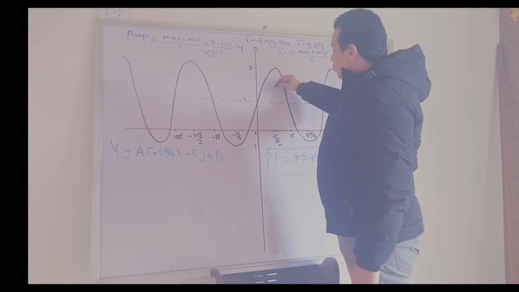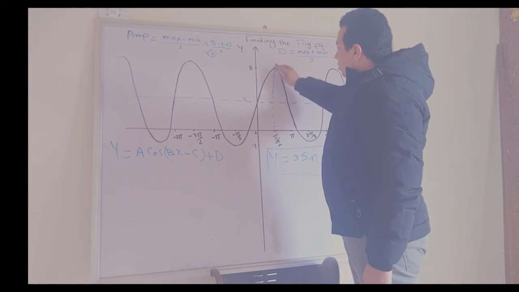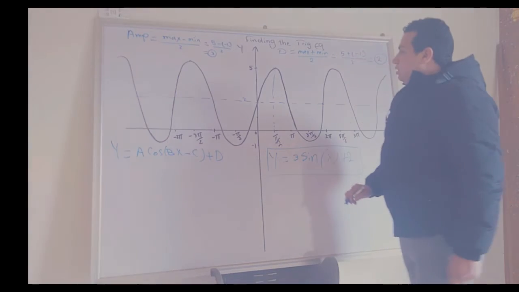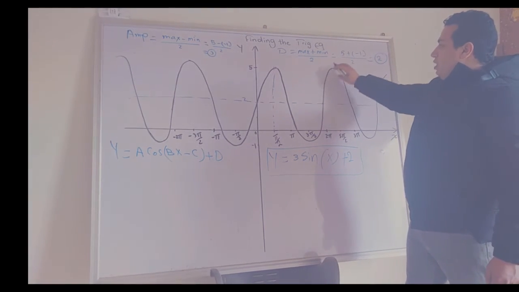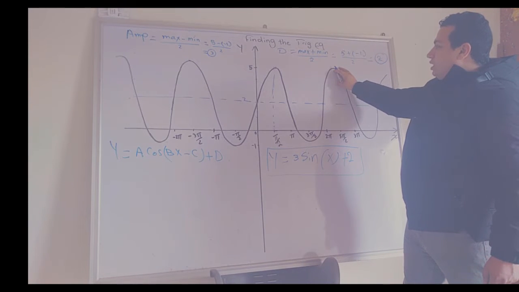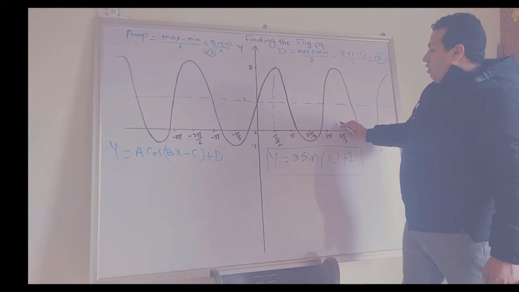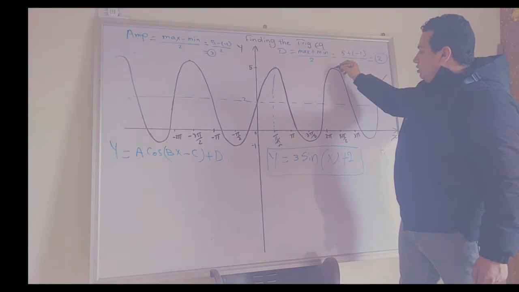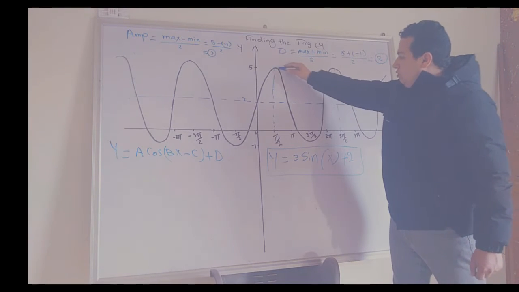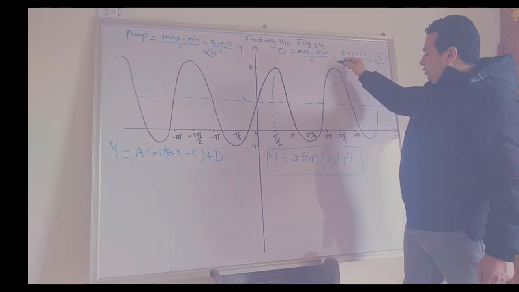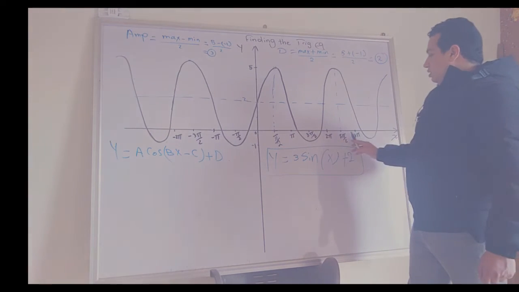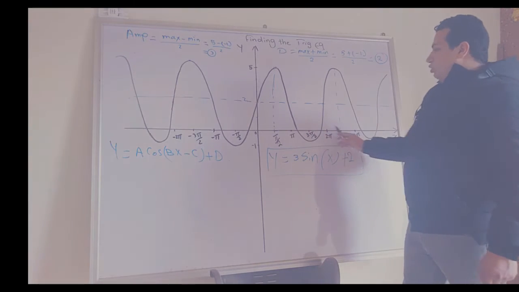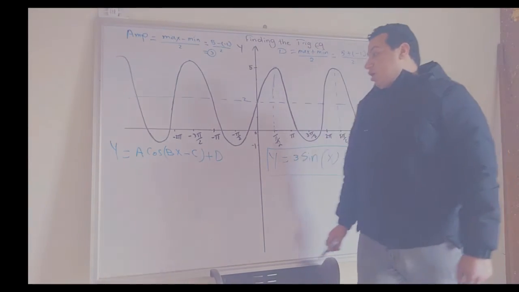From this point, which is equal to pi over 2. Okay? Then I'm going to move one cycle and determine how long this cycle is. What is the length of this cycle? 5 pi. This cycle goes from pi over 2 to 5 pi over 2, and this distance is 4 pi over 2, which in the simplest form is 2 pi.